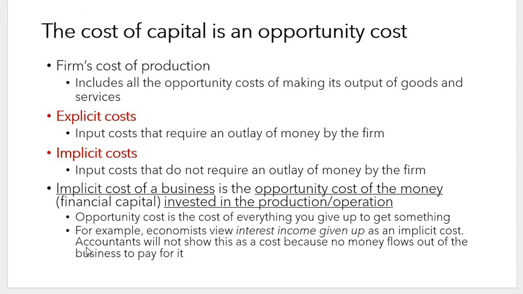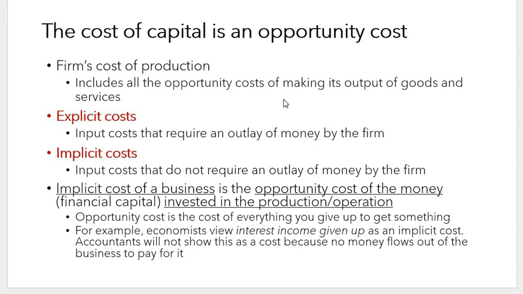Next, we're going to recall a concept we talked about at the very beginning of the semester in Chapter 1, the opportunity cost. If you remember, opportunity cost is defined as the cost of everything you have to give up to get something. And opportunity cost is very important in decision making, especially in this context, because we are economists trying to make the best decision for the firms.